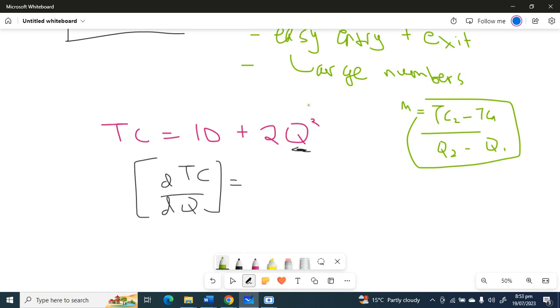You just get the power and multiply it by the number in front of the letter. 2 times 2, that is 4. Then this same power, you subtract 1 from it. 2 minus 1, that is 1. And as I said, numbers without variables disappear. So this is our marginal cost, 4Q.